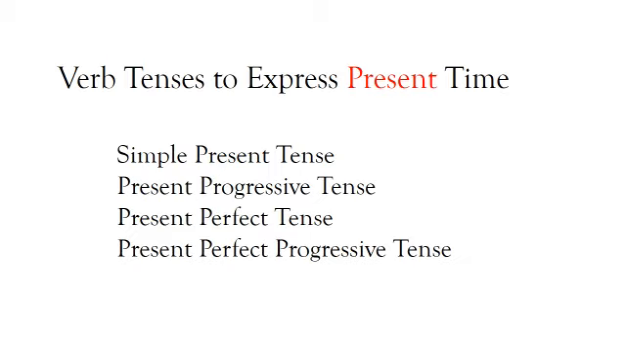First, take a look at the present time. In English, there are four different verb tenses that allow us to express the idea of the present time. And those are the simple present tense, the present progressive tense, the present perfect tense, and the present perfect progressive tense.